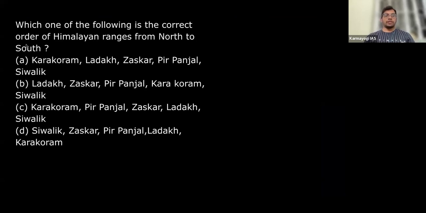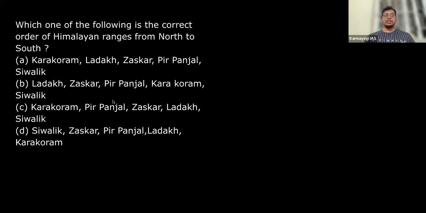Which of the following is the correct order of Himalayan ranges from north to south? So we have Himalayan ranges which are part of the Himalayas. We have Karakoram, Ladakh, Janskar, Pirpinjal and Shivalik. Out of that, we need to arrange from north to south. The northernmost Himalayan range in India is the Karakoram range, where the Siachen Glacier is also present. So B and D are eliminated. So you have two left.